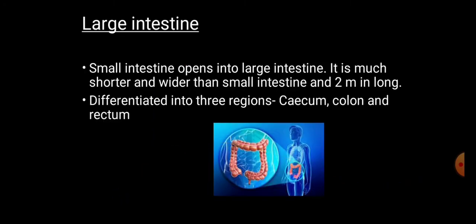Next is the large intestine. The function of the large intestine is that it absorbs the fluids and salts from the undigested food and collects and relieves the body of the waste matter. The small intestine opens into the large intestine. When compared to the small intestine, the large intestine is shorter and wider. It measures only 2 meters in length. It is differentiated into three parts: the cecum, colon, and rectum.